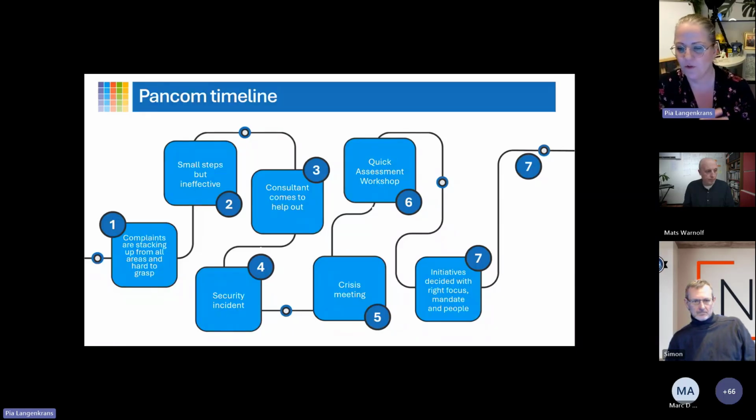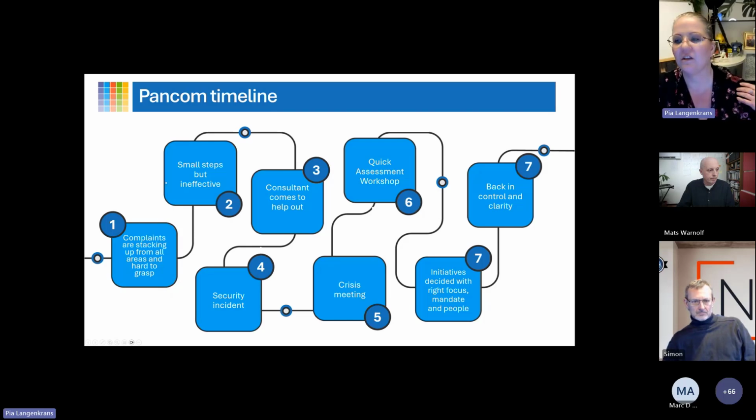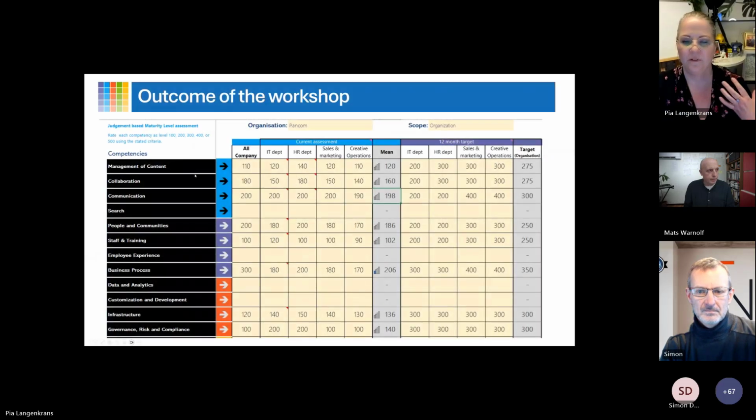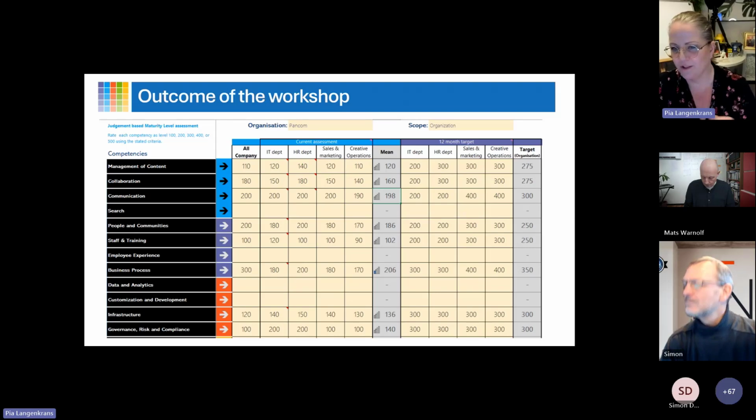As in step 2, they tried to do something, but it was not enough. It wasn't the right people and the right reach, and they didn't have a complete vision coming with it. And now Pancom is back in control and there is clarity on what they're going to do. So this is the result of the workshop that we're going to do next month.